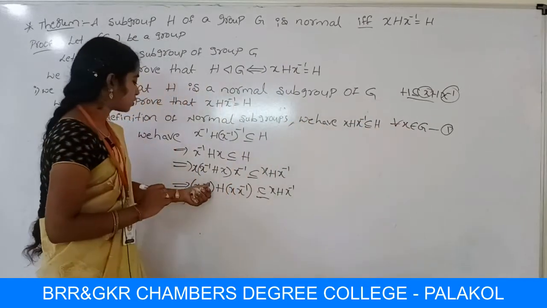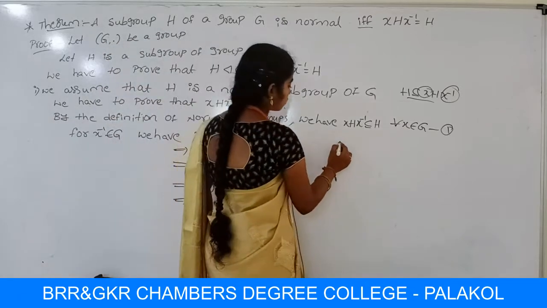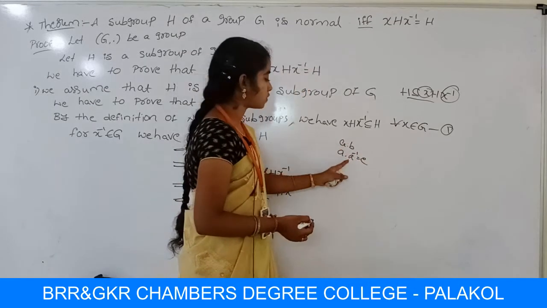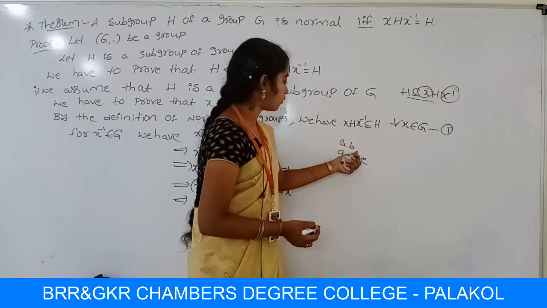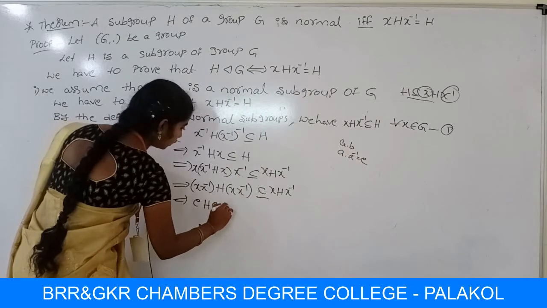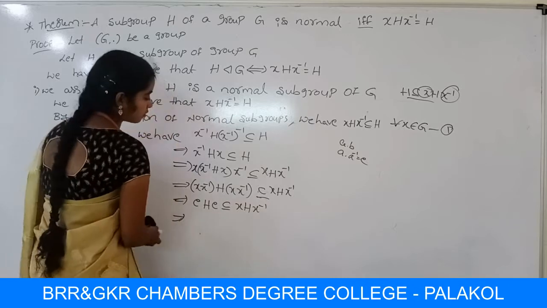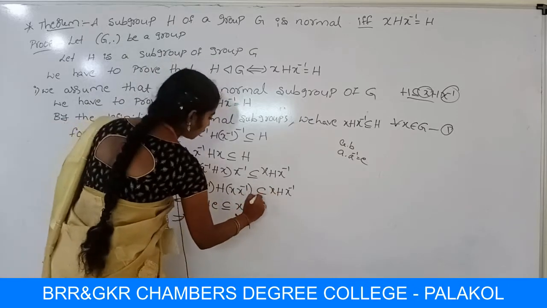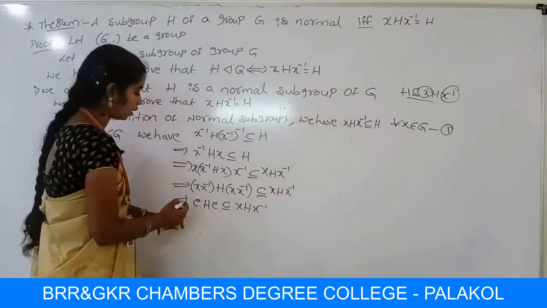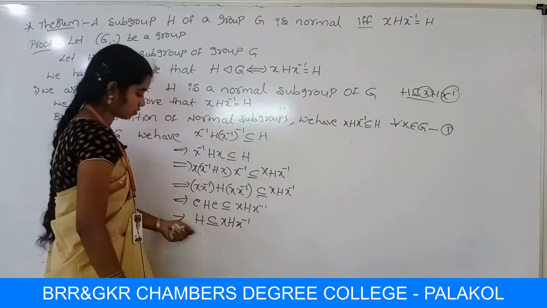So X inverse value is E by existence of inverse. So A dot B equal to A dot A inverse equal to E. So B value is A inverse. So A into A inverse equal to E. So X into X inverse value is E. E into H into E contains XH X inverse. So it can be written as, already know that E is the identity element. So H contains XH X inverse.